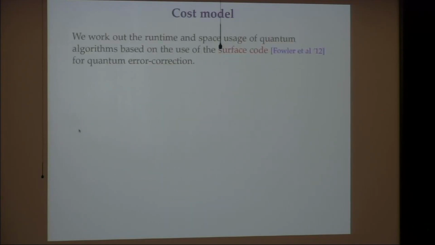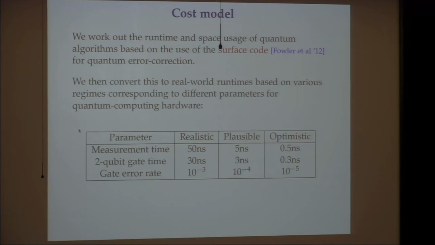Okay, so that's the rough sketch of what we do and what algorithms we're using. I just want to say a little bit about the cost model, like how do we work out how long our algorithms are going to take to run and how much space they're going to use. Firstly, we want to take into account all the overheads to do with fault tolerance. To do this, we're going to use the surface code as our error correction tool to produce these estimates.